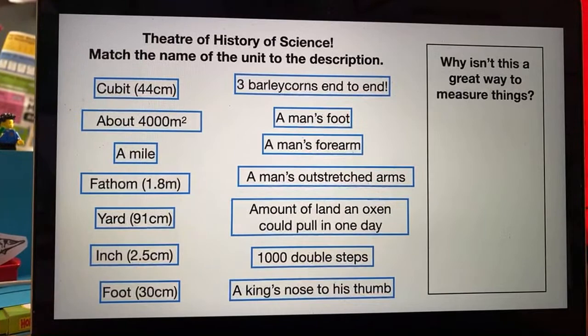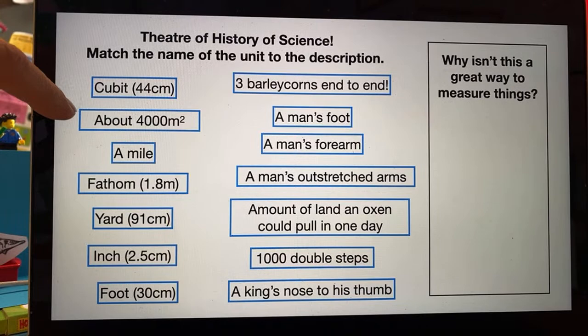So I've got them all listed. Cubit, about 4,000 metres squared, a mile, a fathom, a yard, an inch and a foot. Which one of those descriptions matches those units? And most importantly, if you've done that already, why is this not a great way to measure things? Why have humans moved on from measuring things using their feet or their forearms?